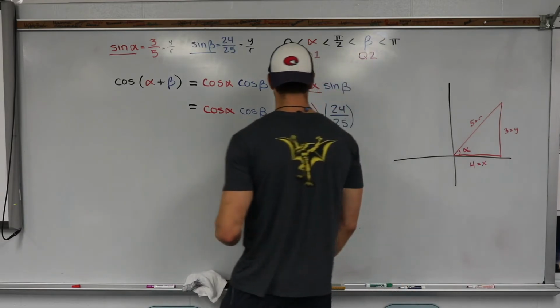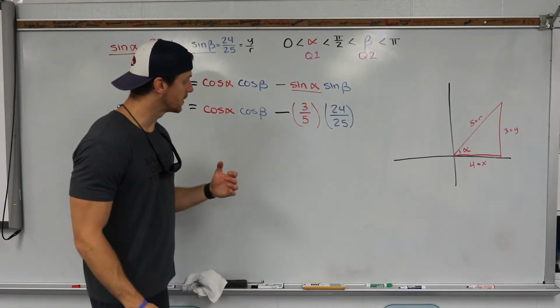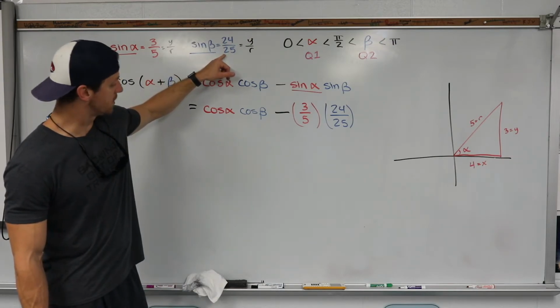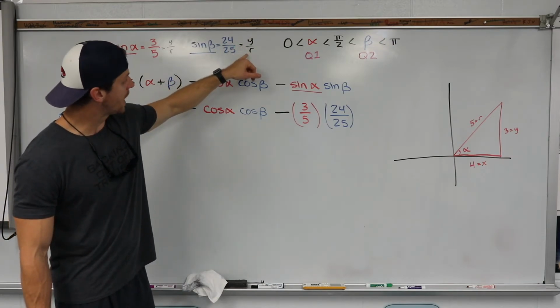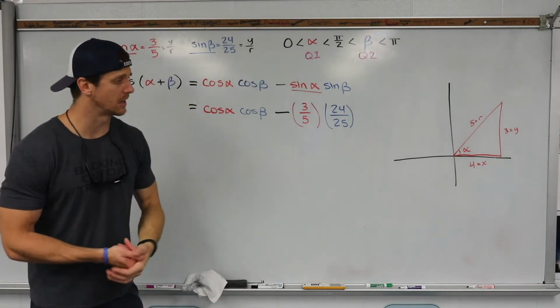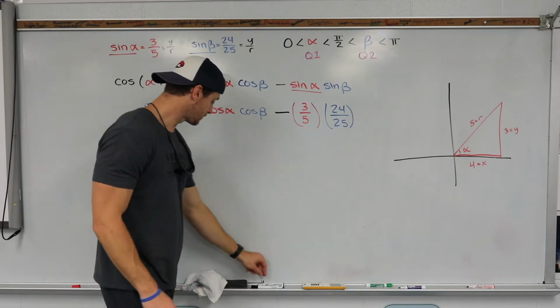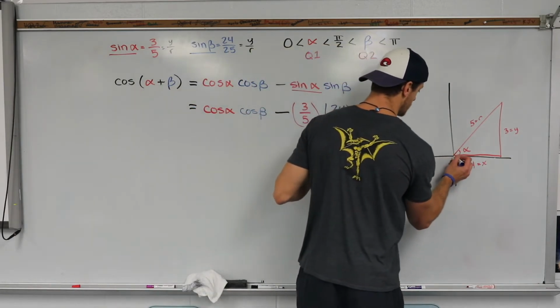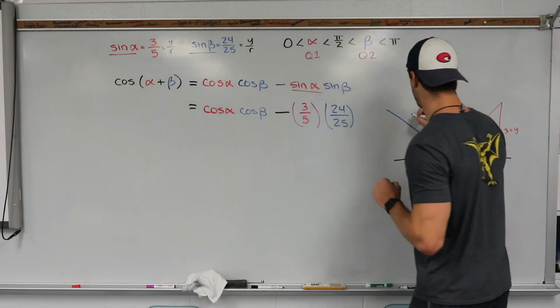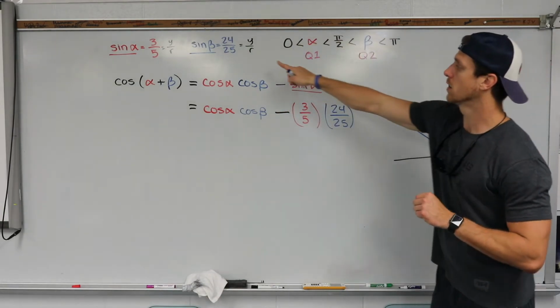Now let's talk about the next triangle, 24 and 25. Still y and r, alright? Big number is always r. It's always positive. Here's beta. This is not drawn to scale, guys, so bear with me. R is 25.